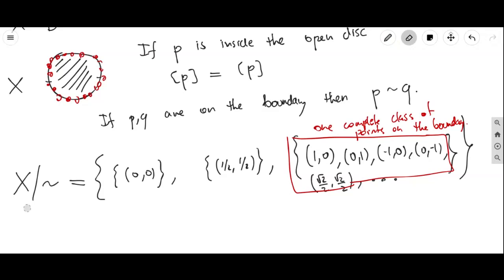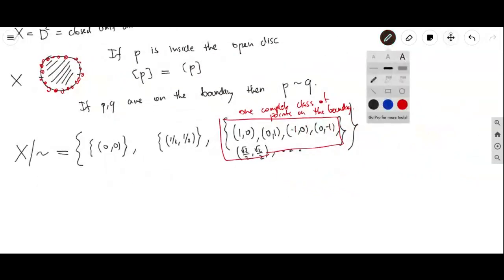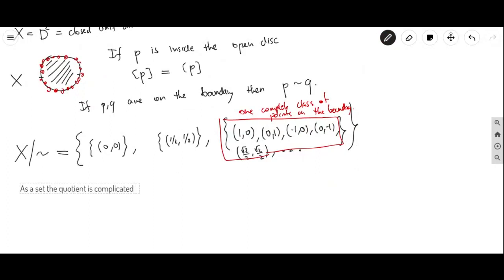So as a set, that's what it would be. It would consist of singleton sets of all interior points, and all of the points on the boundary are just put into this one big giant set of points, which are now identified as being the same. So as a set, the quotient is complicated, right? It's a set of sets, complicated.